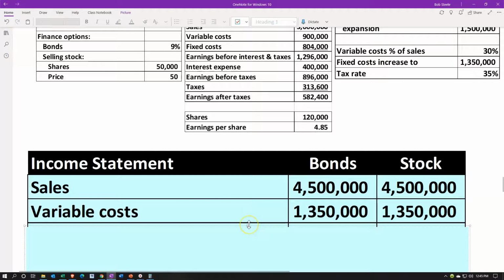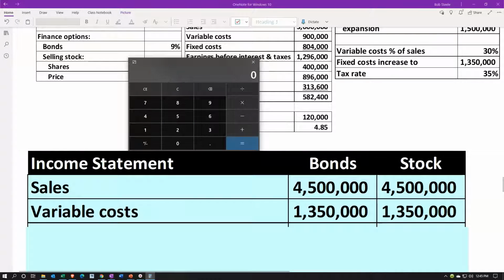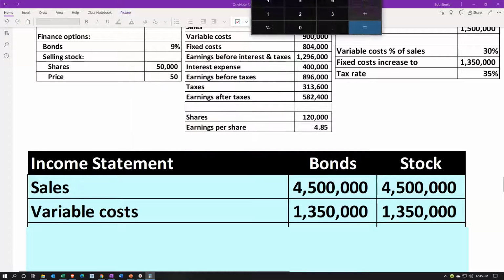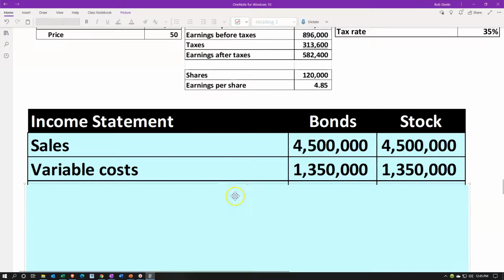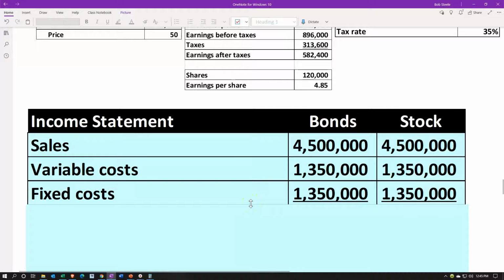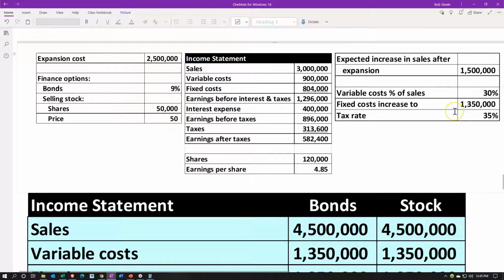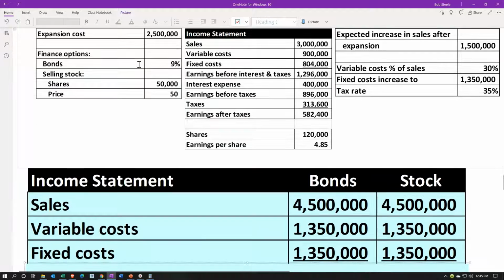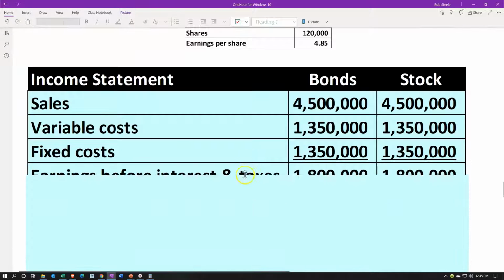And then we have the variable costs. They're always going to be 30%. So that's going to be the same as well. In other words, we're going to be taking the 4,500,000 times 0.3, and that's going to give us our variable costs. They will change with relation to the sales amounts. Then we're going to pick up our fixed costs, which we think are going to increase to the 1,350,000, no matter what the financing options are going to be, bonds or stocks. Some of that increase possibly being due to the depreciation related to the assets that we're going to be purchasing, which are most likely property, plant, and equipment type of assets that are going to cause fixed costs to increase.